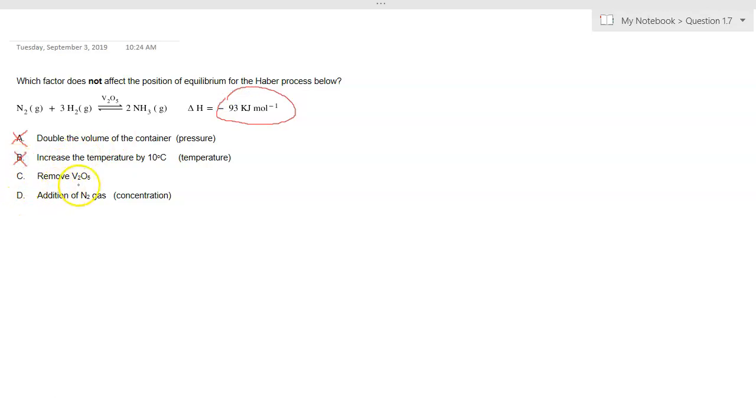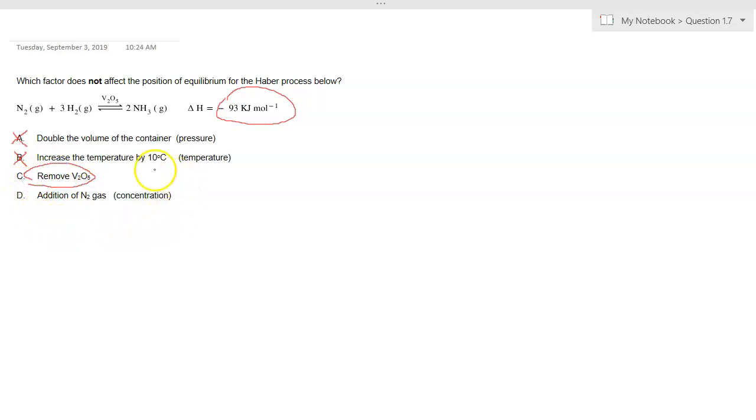How about removing V2O5, which is a catalyst? What happens? A catalyst essentially speeds up the reaction, both the forward reaction and the backward reaction, so there will be no changes to the position of equilibrium. So this is our answer.